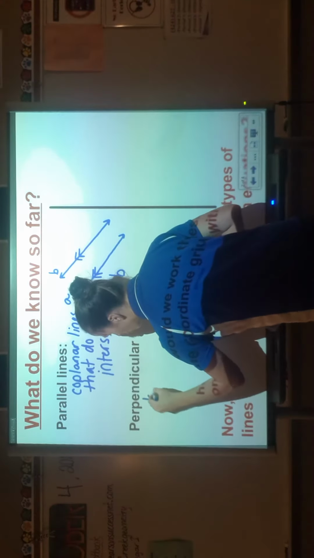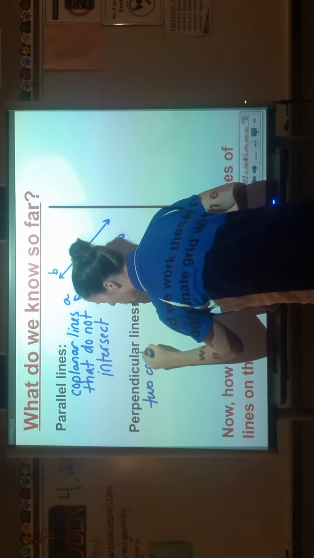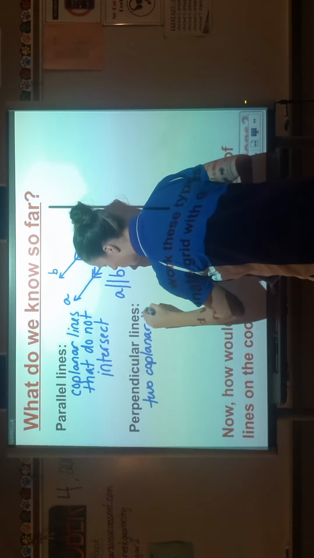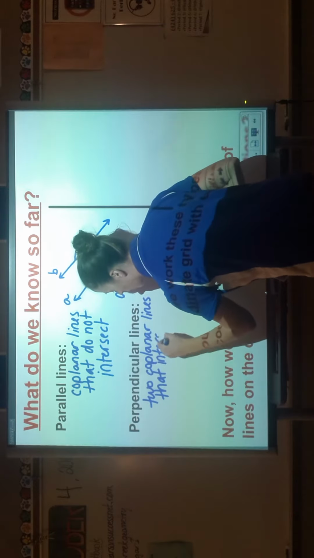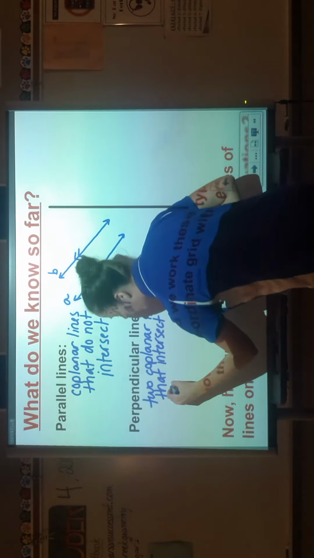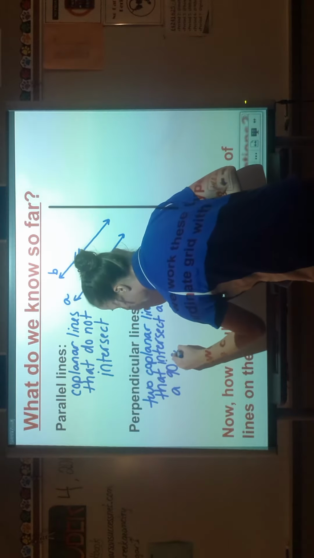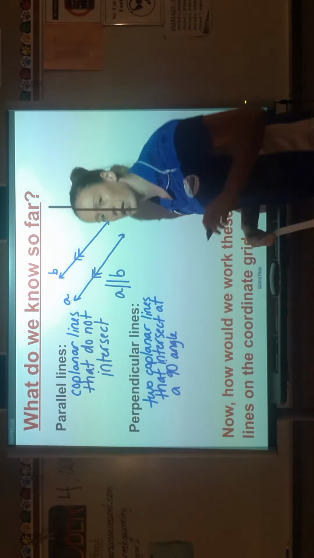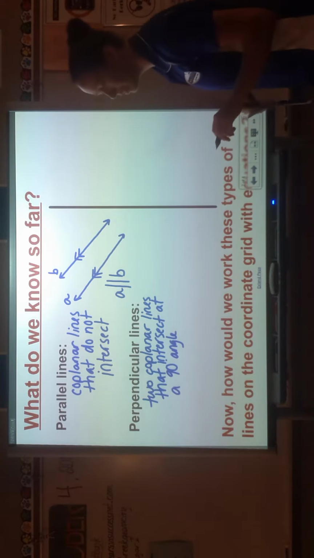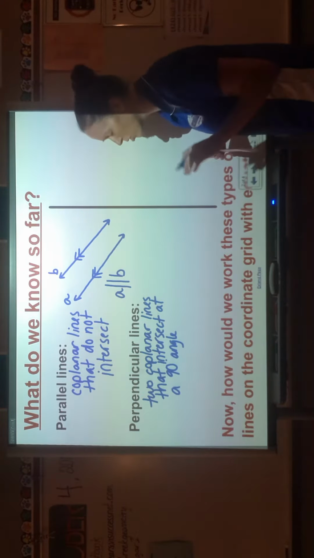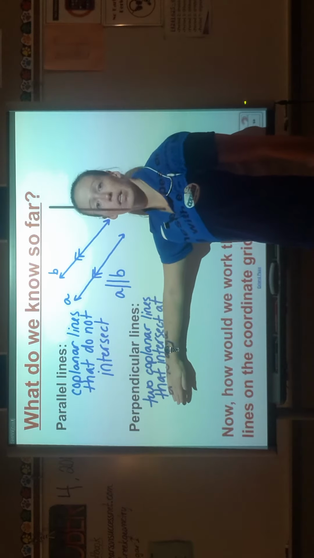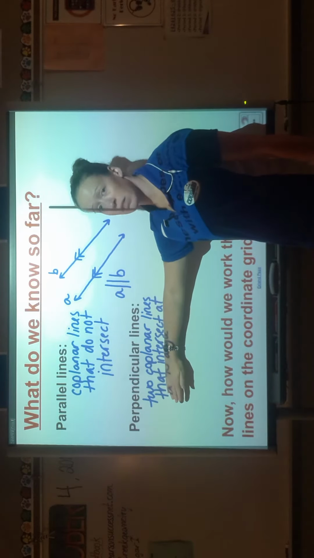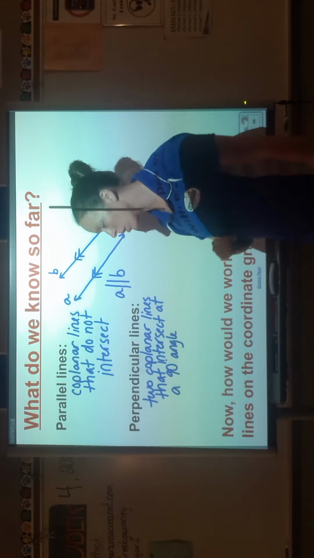Here we have two coplanar lines, notice the specificity there, that intersect at a 90-degree angle. And be very careful. I want you to make sure you write all of that because I've noticed a couple of students, just a handful now and then, they won't include this bottom part. They will simply say it's two coplanar lines that intersect. And I'm here to tell you that is not enough. I want us to be specific with our definitions.